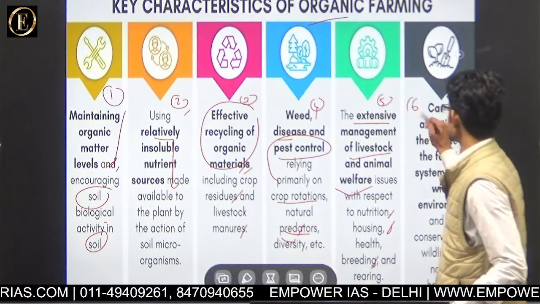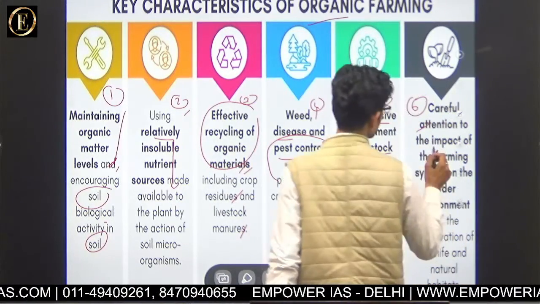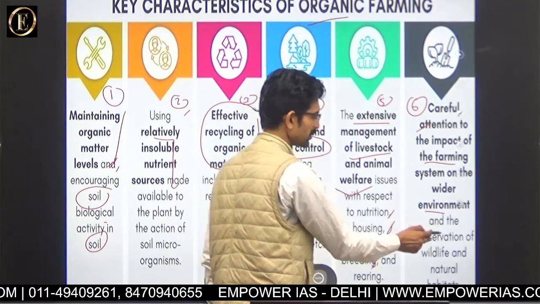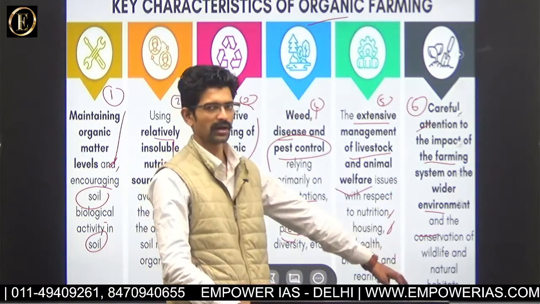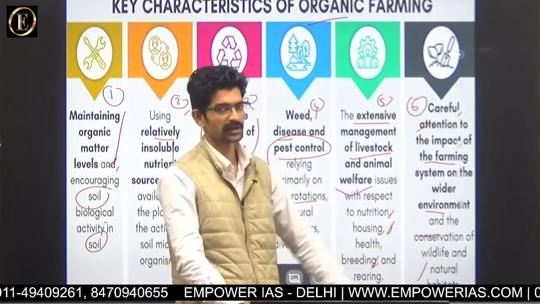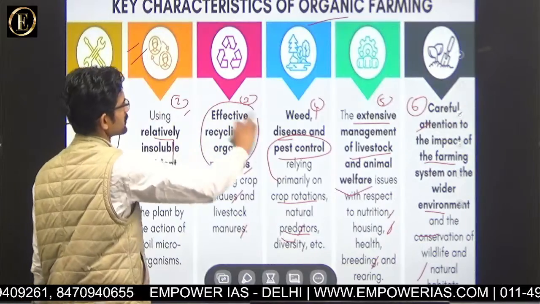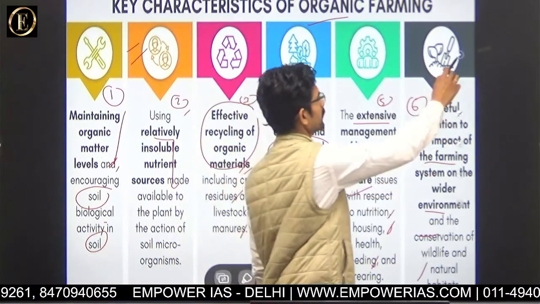Then sixth is careful attention on the improvement of farming system on the wider environment and the conservation of wildlife and natural habitat. Remember the 6 points for your prelims as well as mains point of view.